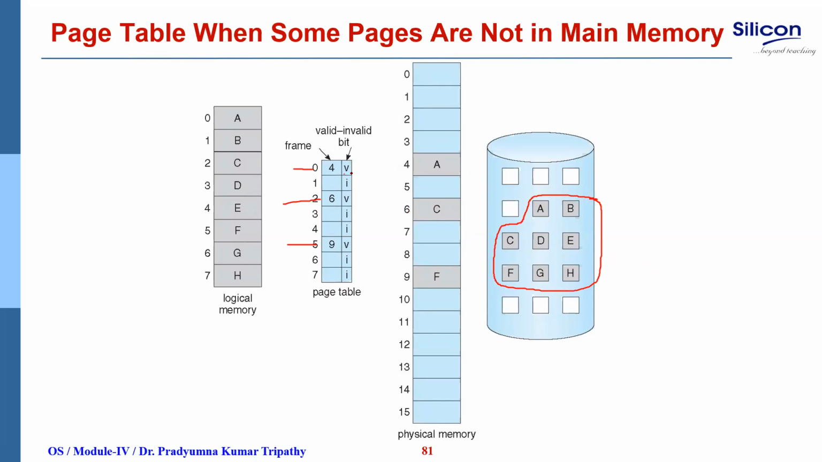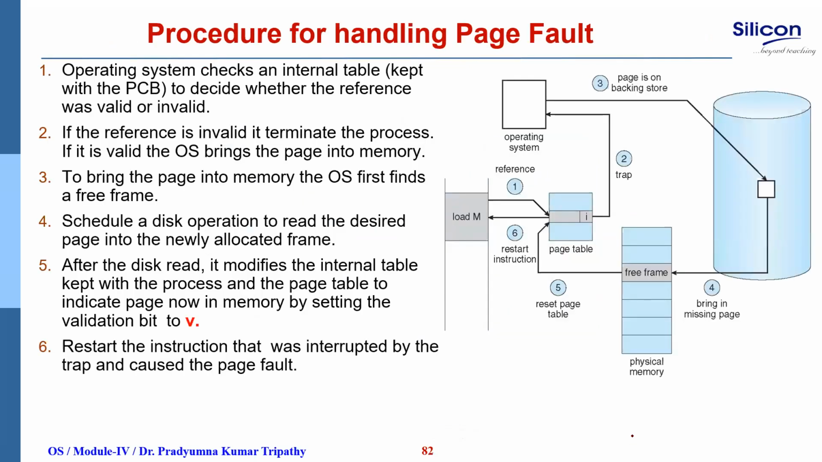So therefore this is valid, and this is valid. All others are invalid initially. The bit is invalid for the other pages. If a page fault occurs, then what happens? As I said, if a page fault occurs, that means it is not found in the memory, so it has to be brought from the disk.